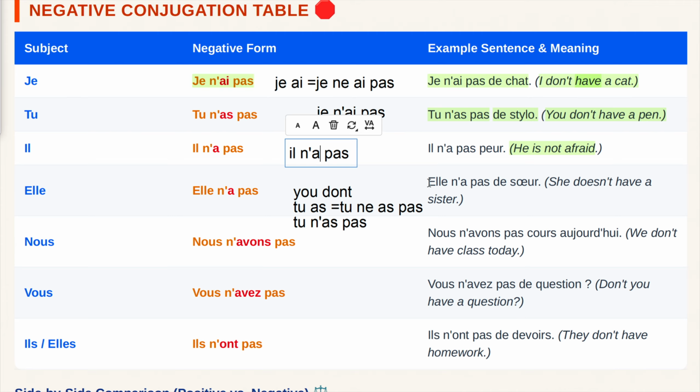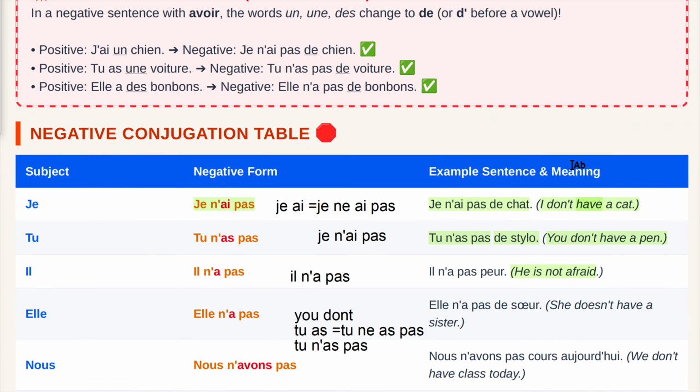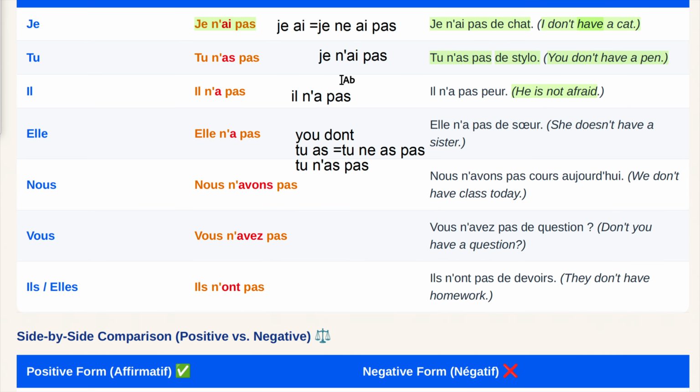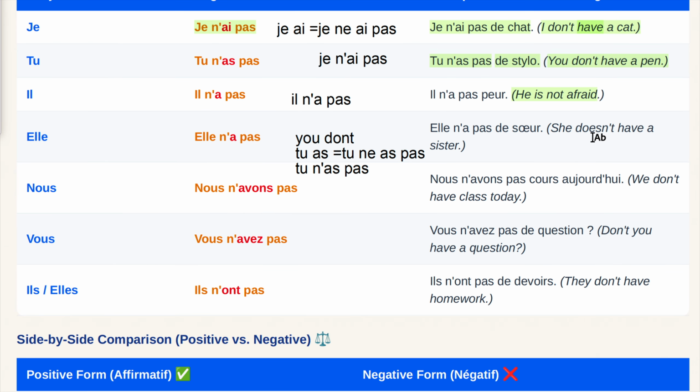D'accord? Next, again with elle: she doesn't have a sister. So it becomes elle n'a pas de sœur. Why haven't we used the here? Because we are not talking about anything like she is not afraid. The will only be used where we are talking about the, where a is attached. Here we are saying she doesn't have a sister, so it becomes elle n'a pas de sœur. D'accord? Next is elle n'a pas, il n'a pas, tu n'as pas.